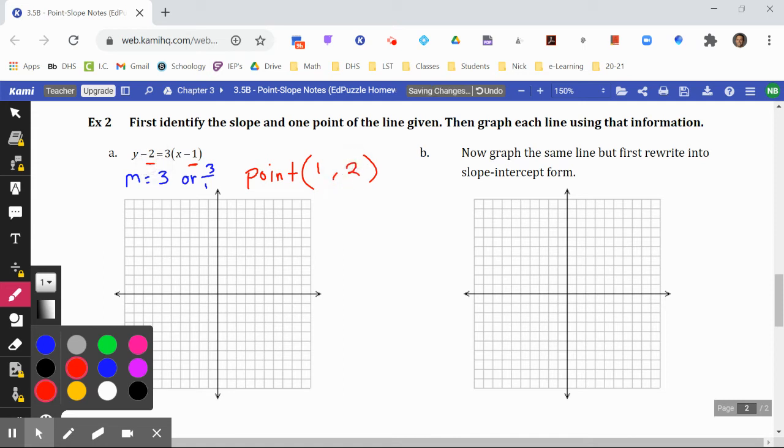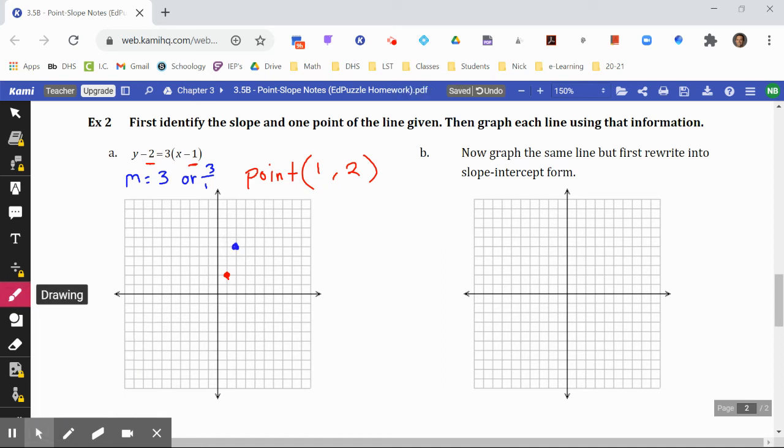All right, so now for the graph, I always start with a point. I've got a starting point, and that is going to be 1 comma 2. So 1 to the right and 2 up is where I'm going to plot my point. And now from that point, I'm going to use my slope of 3/1 to plot my second point. So I'm going to rise up 3, and I'm going to run 1 to the right. I'm going to plot my second point, and now that I have my 2 points, I'm ready to graph. So I'm going to connect those 2 points and make my line. I'm going to put a couple arrows on my line here because my lines go on forever.